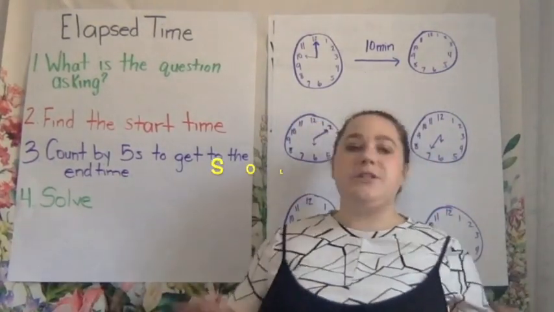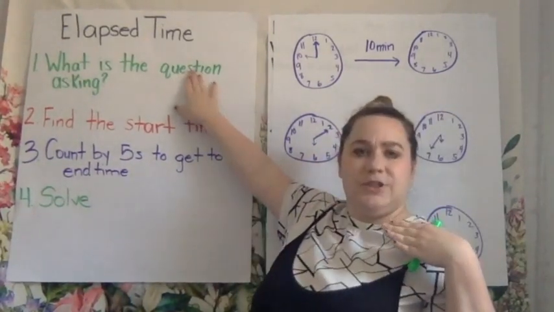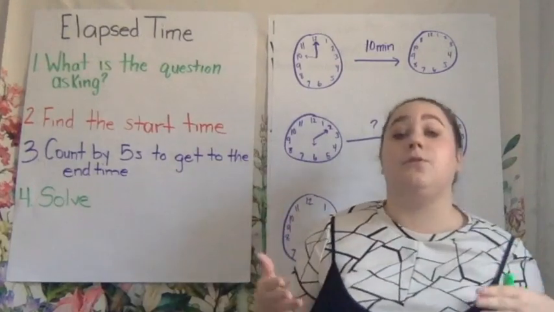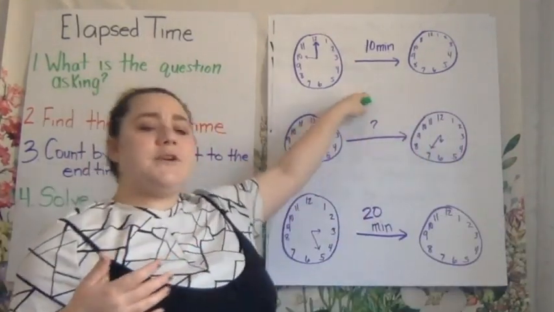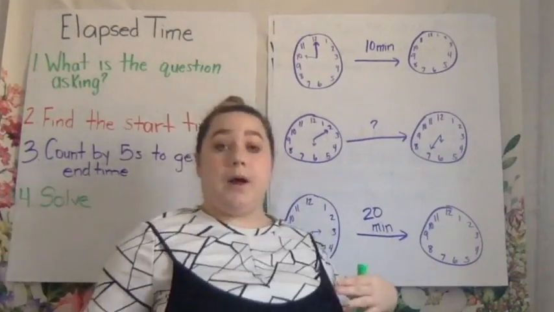And then step 4, you're just going to solve. That means you just need to go back to, what is this question asking me? So you know you're giving the right answer. We're going to first start just practicing with some clocks, and then we're going to move into word problems.